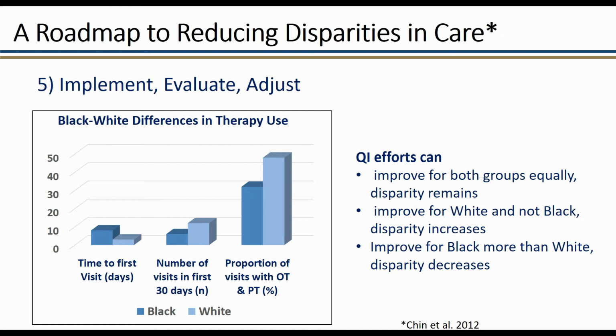So in the ideal world, a quality improvement effort that improved for both groups, but actually improved more for the minority population, would be best. But just kind of understanding that, because there has been work to show that sometimes QI efforts to reduce disparities actually make them worse.